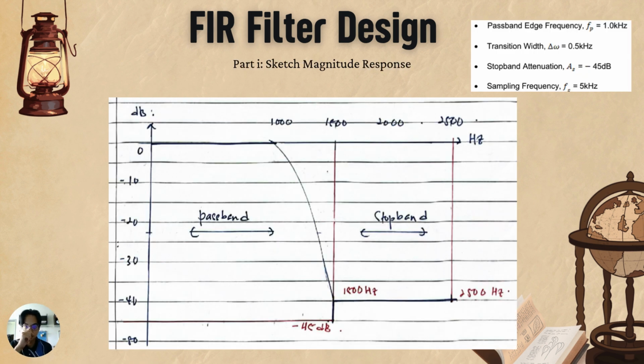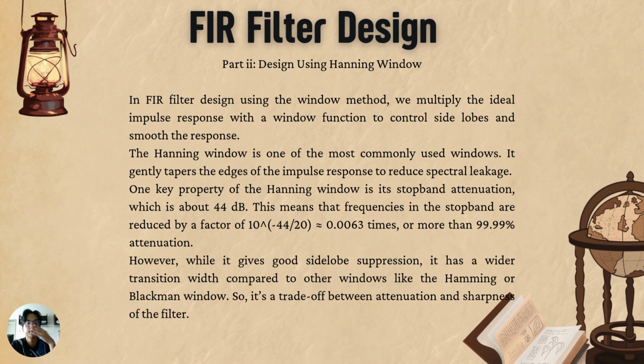The first part is to sketch the magnitude response. Basically, this is the sketch of the magnitude response. As you can see, the stop band starts from 1.5 kilohertz until 2.5 kilohertz. For the pass band, it starts from 0 until 1000 before it drops to negative 45 dB at 1.5 kilohertz.